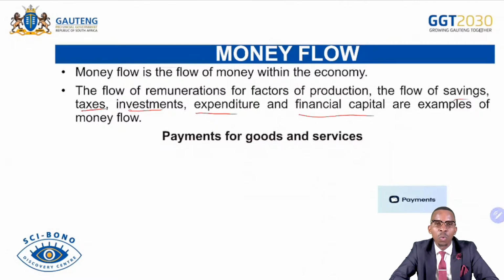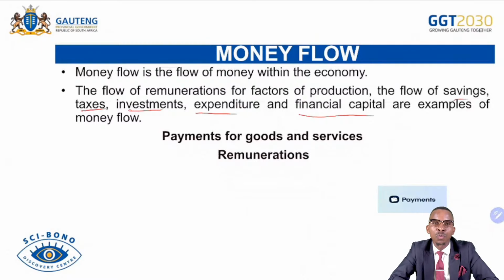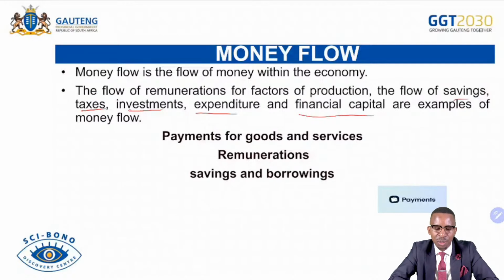So the payment for goods and services is the money flow, as we saw in the circular flow, household paying for goods and services. Remunerations in terms of wages, salaries, interest, profits, and rent are part of the money flow. Savings and borrowing: whenever money is saved to the financial institutions or financial market, that is known as the money flow. Also, if money is borrowed from the financial markets back into the circular flow to participants, that is known as the money flow.